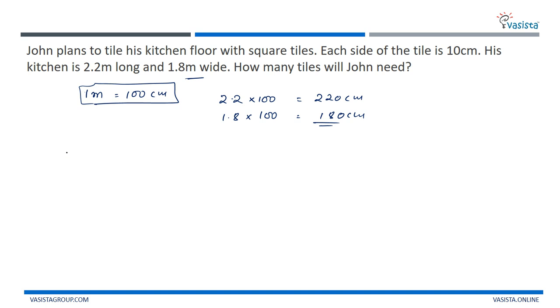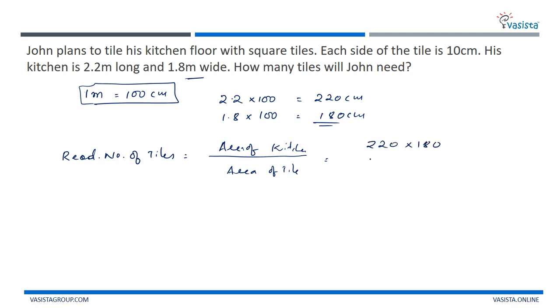Now, let us check out the required number of tiles. We need to find the required number of tiles, which is nothing but the area of the kitchen floor and the area of the tile. Area of kitchen is going to be length into width they have given, that is 220 into 180. Right. Now area of tile, that is a square one, they have mentioned, that is 10 into 10.